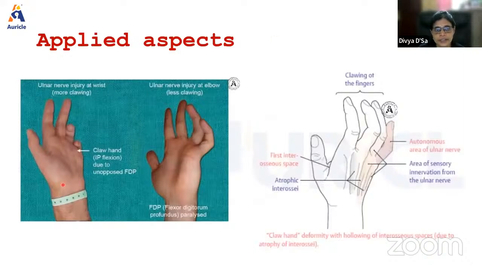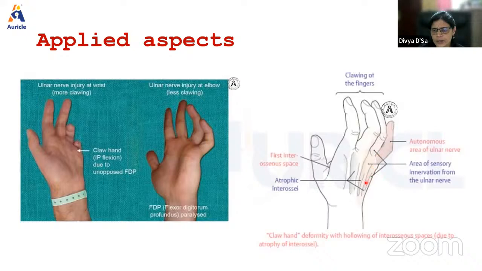When the ulnar nerve is injured, it results in a partial claw hand. The medial 1.5 fingers are affected, and there is interphalangeal flexion because of the unopposed action of the flexor digitorum profundus muscle. Since the ulnar nerve supplies only the medial half of the flexor digitorum profundus, only the two tendons attaching to the medial two fingers will be affected.